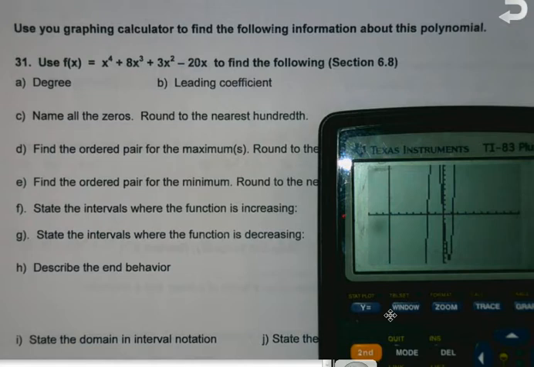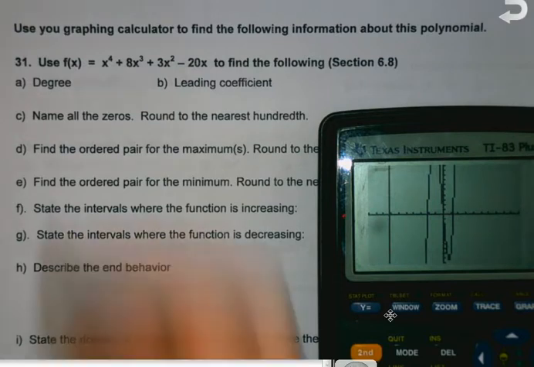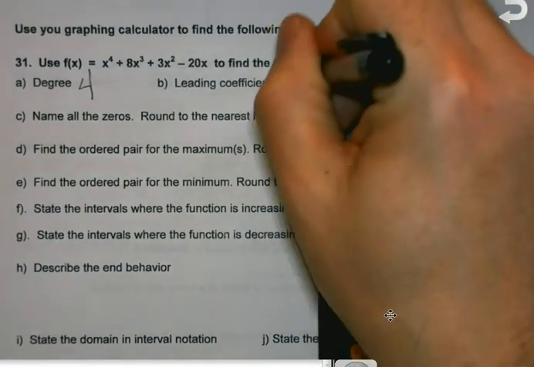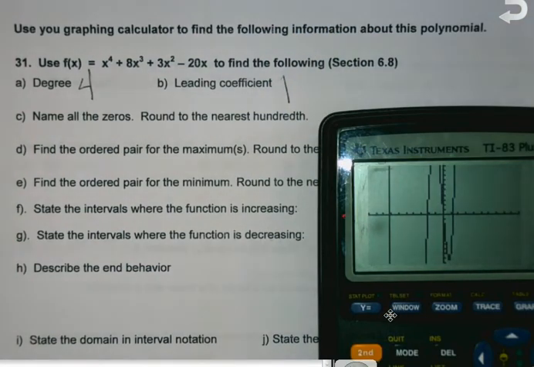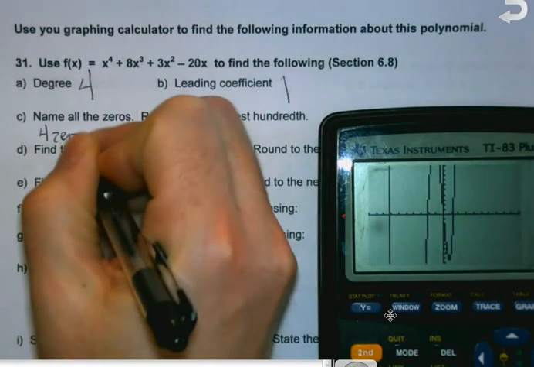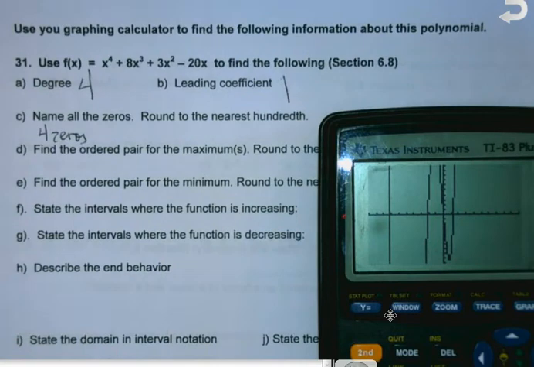Okay, let's answer the first couple of questions before we start doing the fancy stuff. What degree is this polynomial? 4. It's just the largest exponent that I see. Okay. What about the leading coefficient? 1, it's just the number that's in front. Now here's what gets interesting. Okay, name all the zeros. How many should there be? Okay, there should be 4 answers. There should be 4 zeros, because that's what my degree is.